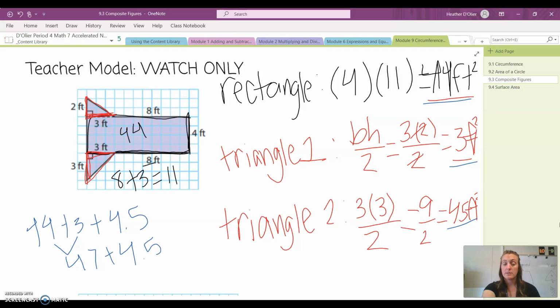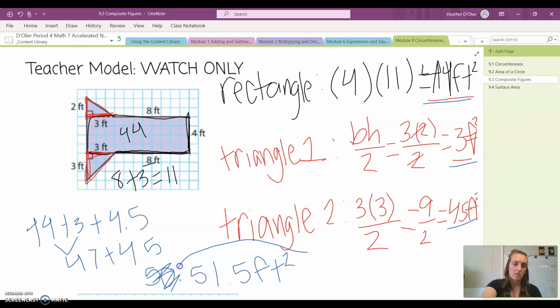47 plus 3 would be 50. Then there's 1.5 left over, so 51. Oops, 50. I'm just going to scratch it out because hitting the eraser is annoying. 51.5 feet squared. And I want to double check that just because I know I make silly mistakes.